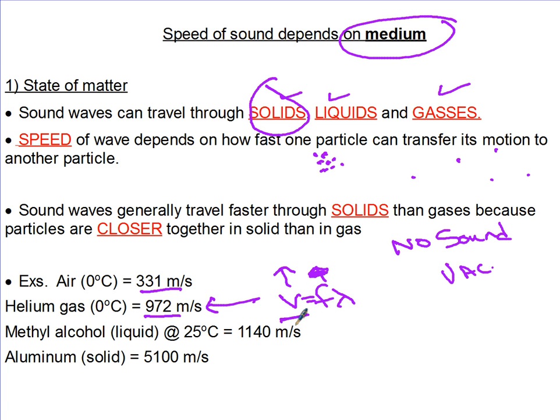No oxygen. Now, if you look at methyl alcohol, I really don't ever recommend listening to any sound under methyl alcohol. It travels even faster at 1,140 meters per second. Through solids, like aluminum, it travels at 5,100 meters per second. So sound travels much, much faster through aluminum than through air.